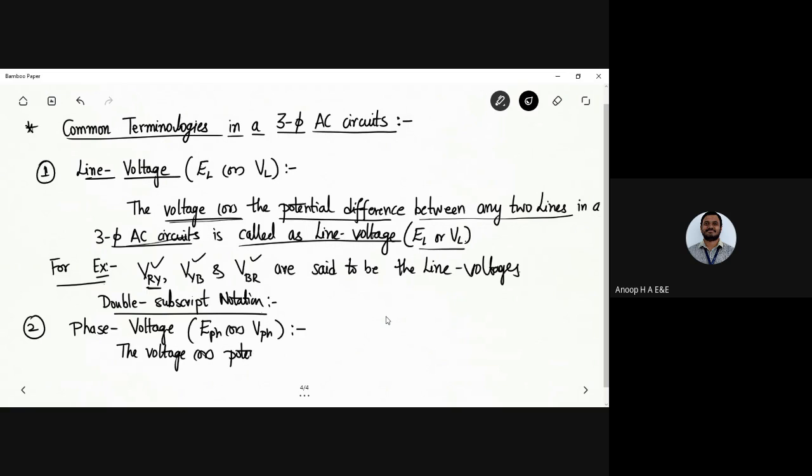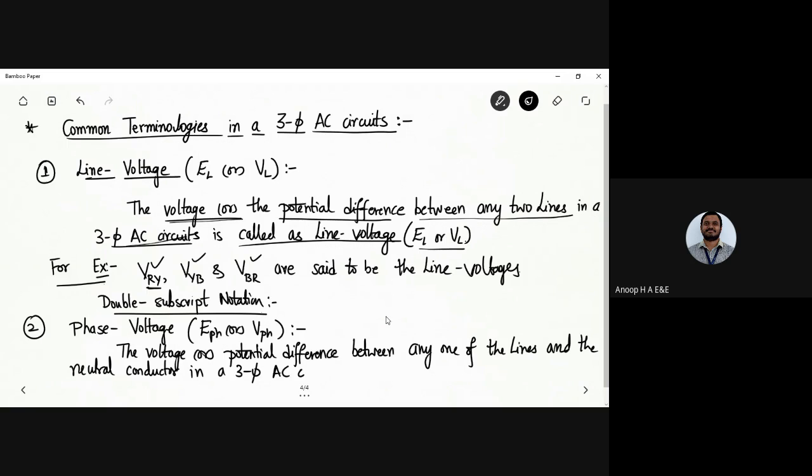The voltage or potential difference between any one of the lines and the neutral conductor in a three-phase AC circuit is called the phase voltage, which is EPH or VPH. Okay, so that is what you term as the phase voltage.